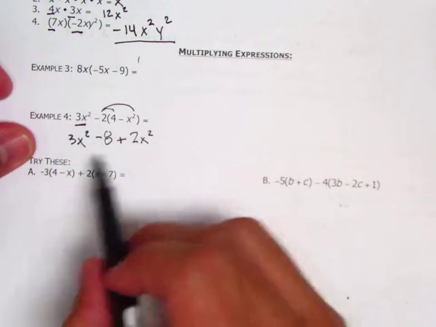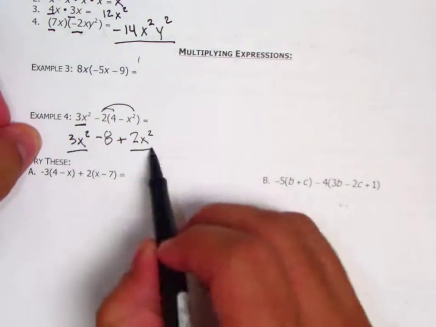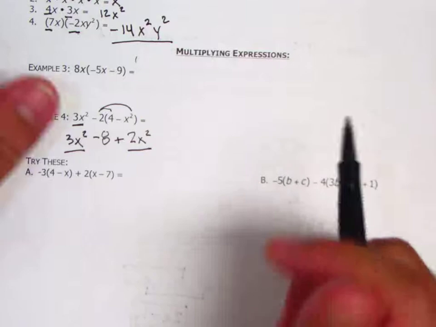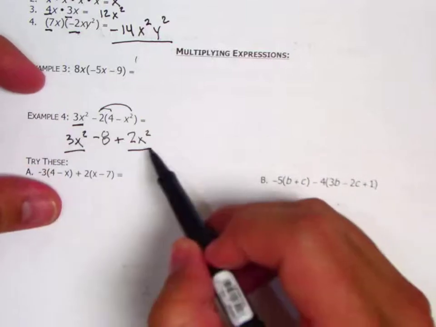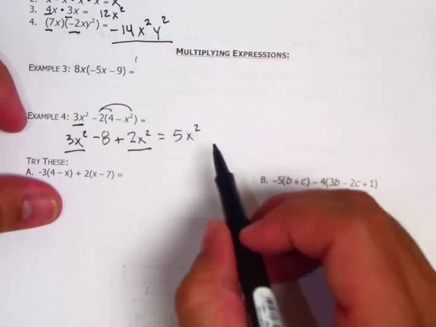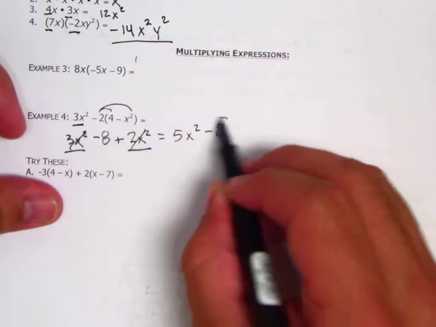From here, we do what we did before, combine like terms. Notice that these have the same variable and the same exponent, so we can clump them into one. 3x squared and 2x squared make 5x squared. And what's left over is the negative 8.